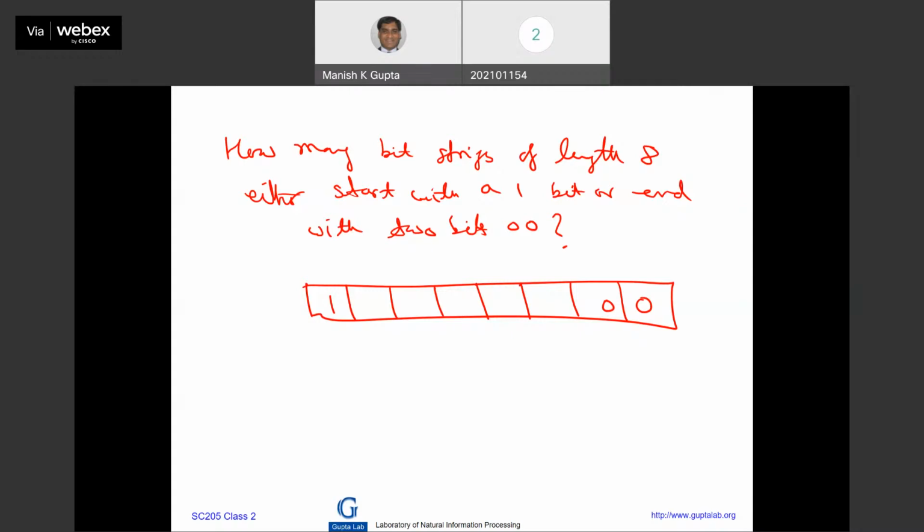So we need to count how many strings are there when the first bit is 1. So these are 2^7 because one bit is fixed, 7 places remain. So 2^7 choices for those, right? And the last 2 bits if you fix, so 6 places remain, 2^6. 2^6 plus 2^7, and then I have to subtract the duplications, which are 2^5, because if you fix the first and last, five places remain, 2^5. So we subtract that and we get 160. Beautiful, right?